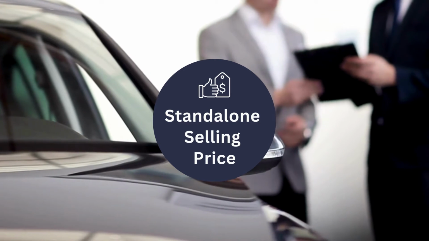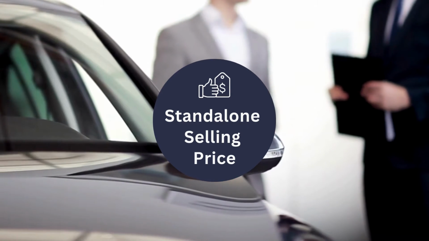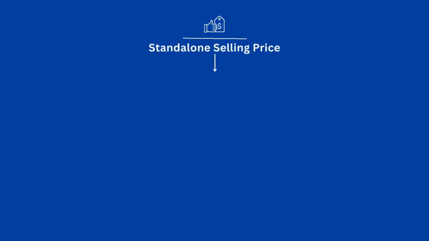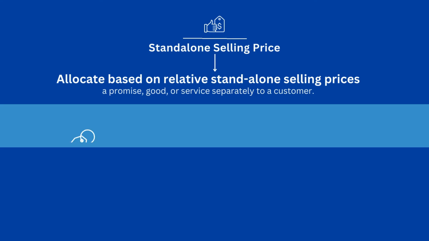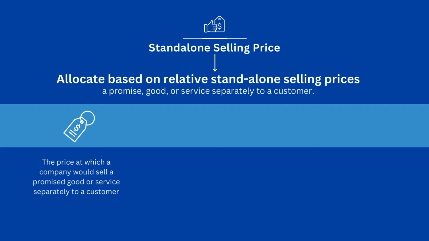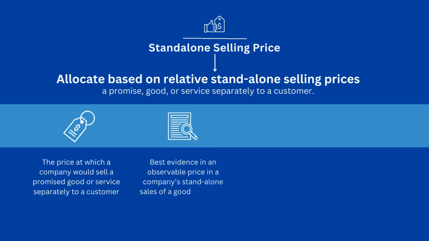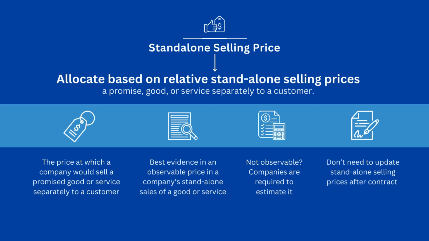So, if we take a high-level summary, the standalone selling price is very simple. It's the price at which a company would sell a promised good or service separately to a customer. Why did I highlight separately? Because we know in bundling, especially in the accounting world, a customer may buy a number of items for one price. So us as accountants have to figure out, if I unbundled those goods or services, what would I pay for that service or good separately?